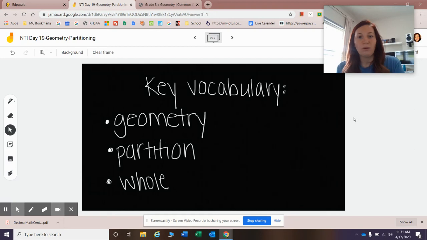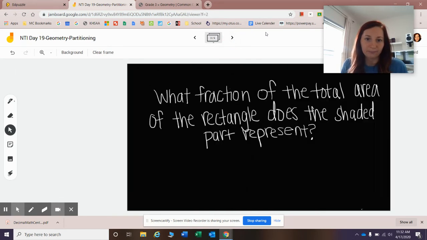And then the whole. We've talked about the whole a million times, but that's really going to come into play tomorrow because you're going to have to visualize what the whole looks like. So here are some typical questions that you're going to be asked, and we're just going to go over them together to get us started with this unit.